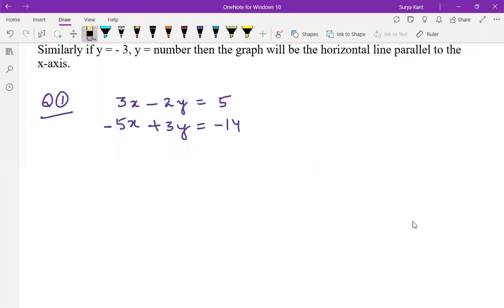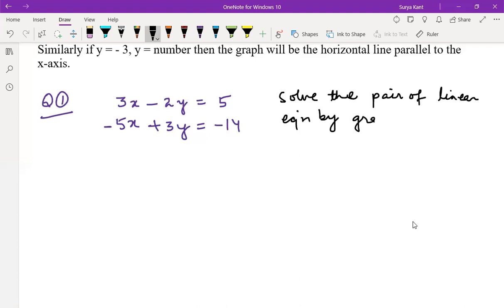You have to solve this pair of linear equations by the graphical and substitution method. Sir, are these two questions or one question?